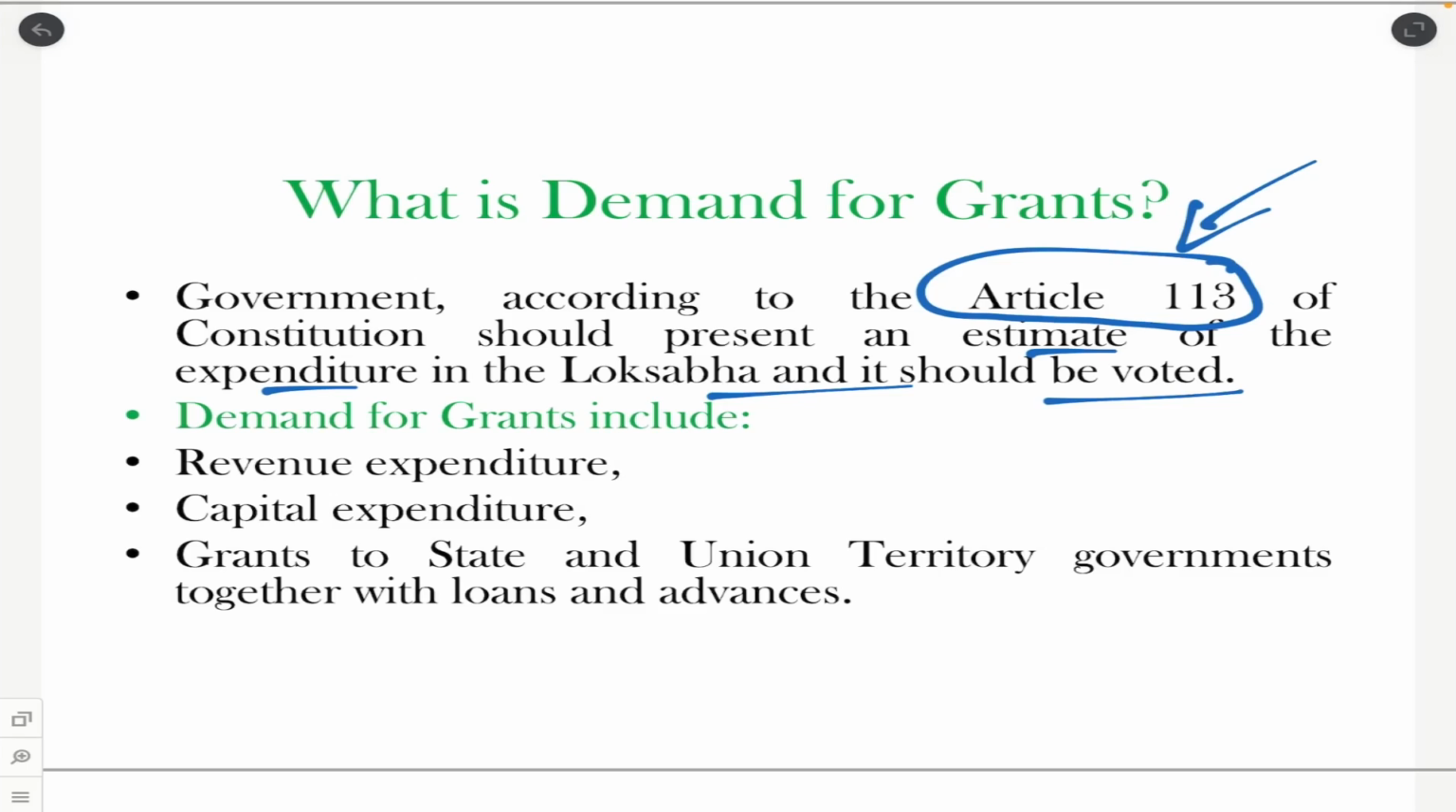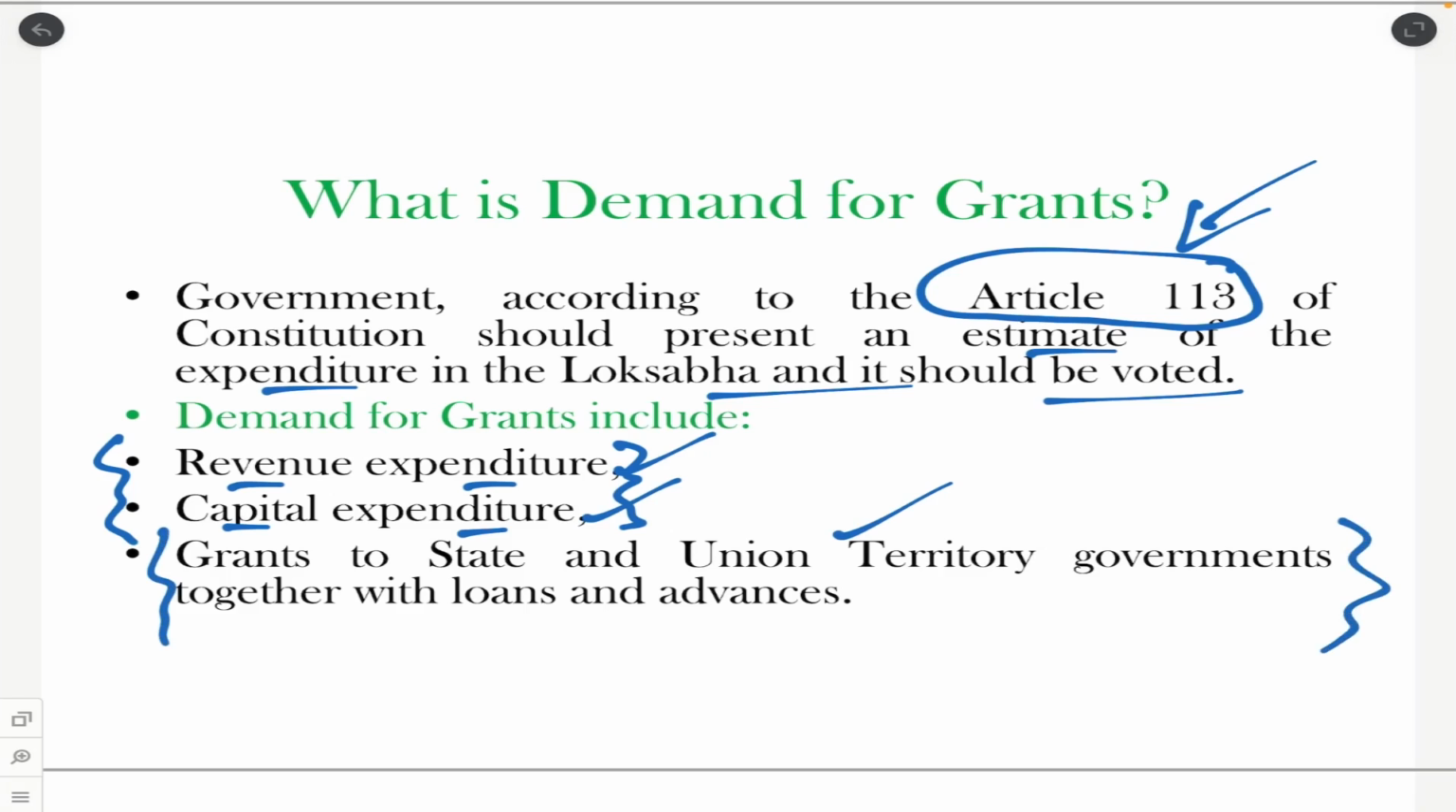Then what happens? What are the things the government would be presenting in the demand draft? Revenue expenditure, capital expenditure, grants to states and union territory governments together with loans and advances. We will be discussing at length what is revenue expenditure and what is capital expenditure. In simple terms, the money that the government is planning to spend should be told to the Lok Sabha and Lok Sabha should agree to it.